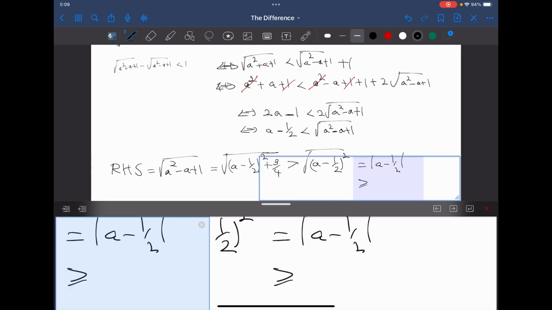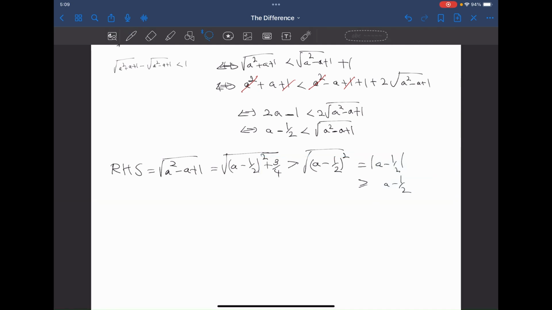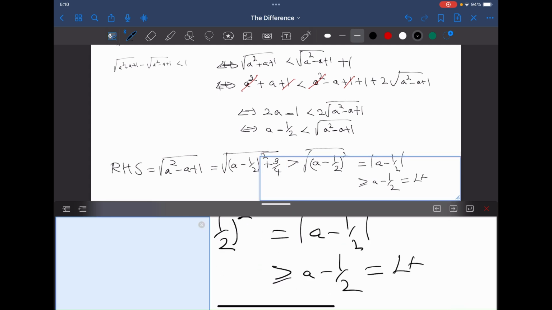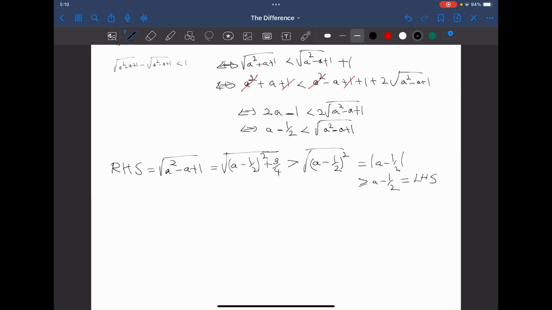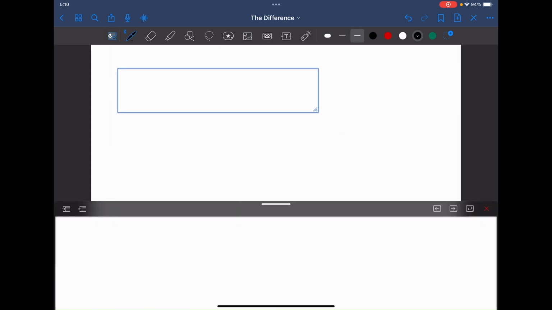And this is obviously larger than or equal to a minus 1 over 2. And so that's it. That's we showed that this is the left-hand side. Sounds good. Okay, we proved observation 2. And now we are left with observation 3.